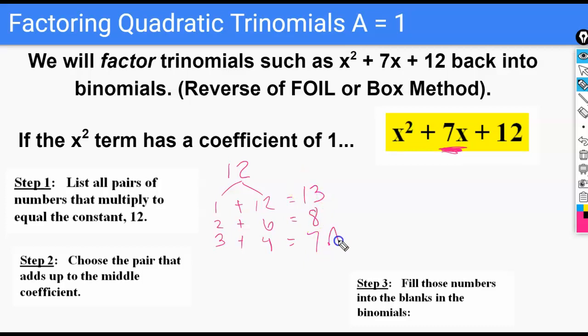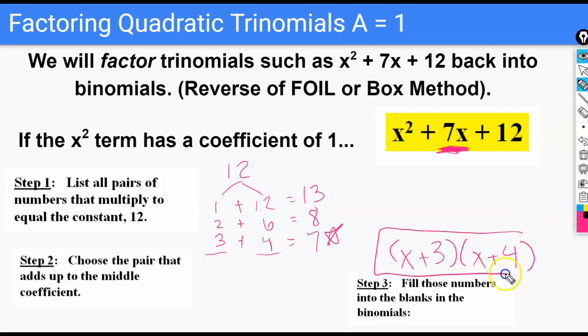That's this pair. Now, don't forget the sign does matter. This was a positive 12. So that meant that these either both had to be positive or they both had to be negative. Since we wanted it to add up to equal a positive 7, I kept them positive. If this had been a negative 7, I would have made them both negative. And then those are the two numbers that end up going in our factors. Remember, a trinomial factors to be two binomials multiplied times each other. So this would be x plus 3 and x plus 4. And that's what would multiply.